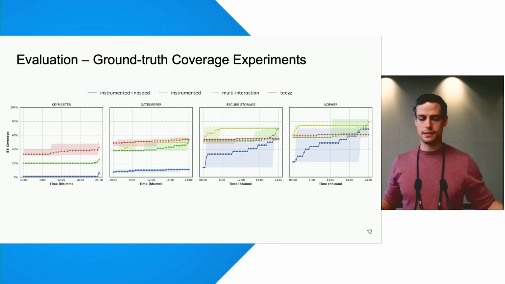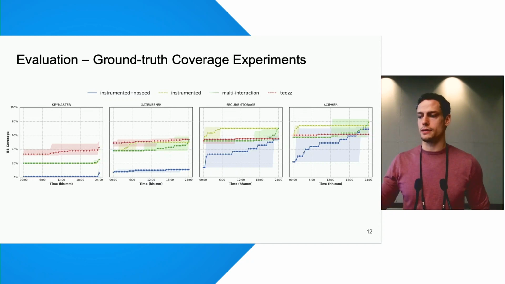And TEEzz, having all of its fancy seeds, can actually achieve a higher coverage than a gray box fuzzer that makes use of coverage in certain scenarios. So here we could show that we can outperform gray box fuzzers with a very nice and state-aware seed corpus.